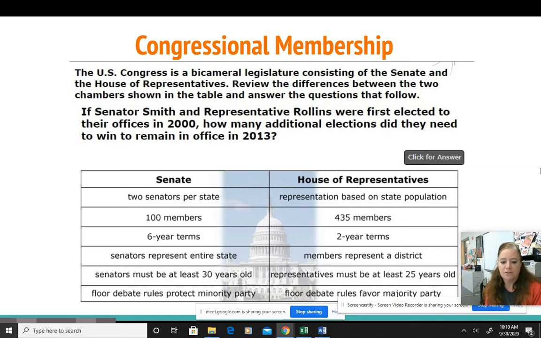Senators must be 30 years old. Reps only need to be 25. And the floor debate rules protect the minority party in the Senate, and they favor the majority in the House of Representatives. That's something we're going to be talking about later in this unit.